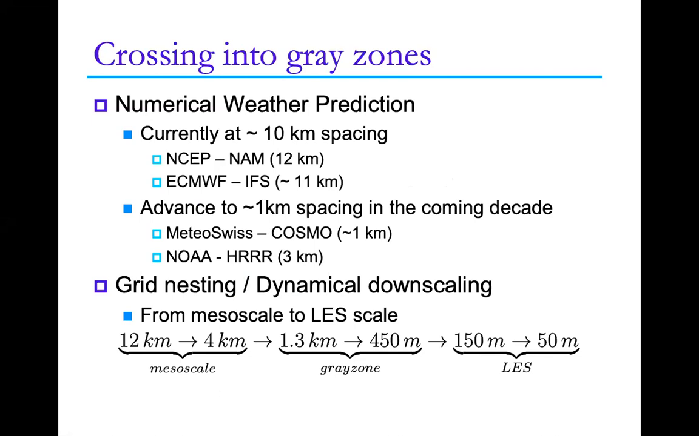So numerical weather prediction now might be at 10-kilometer spacing, the NAM or the ECMWF model, but we're quickly advancing to about 1 kilometer spacing, and it's already being run by MeteoSwiss at 1 kilometer resolution. They're running COSMO, and the NOAA HRRR model is at 3 kilometers, and there's certainly much finer versions of all of these being run experimentally. And so the way these are set up at these finer resolutions involves some kind of dynamical downscaling or grid nesting.